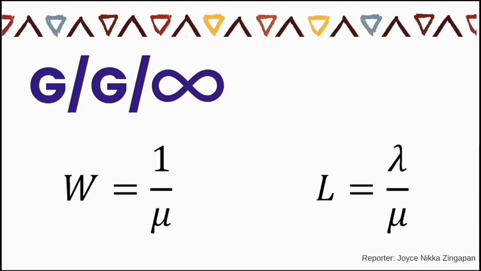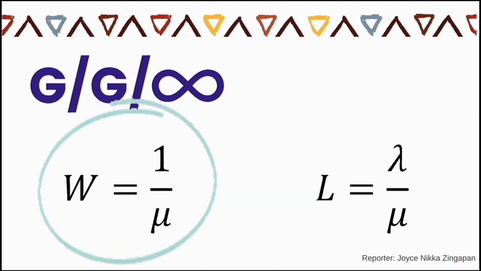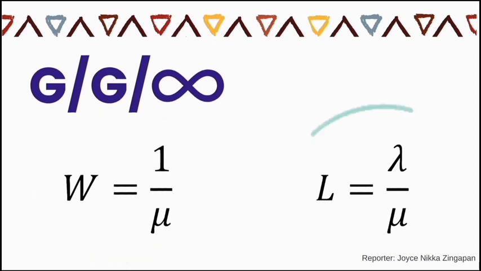Also, we have W = 1/μ. That stands for service time, the reciprocal of the service rate. We will be using this when we solve for the expected interval time. And then next, L = λ/μ. It is applicable to any GG Infinity model, and we are going to use it when we have to solve for the average number of customers in our queuing system.